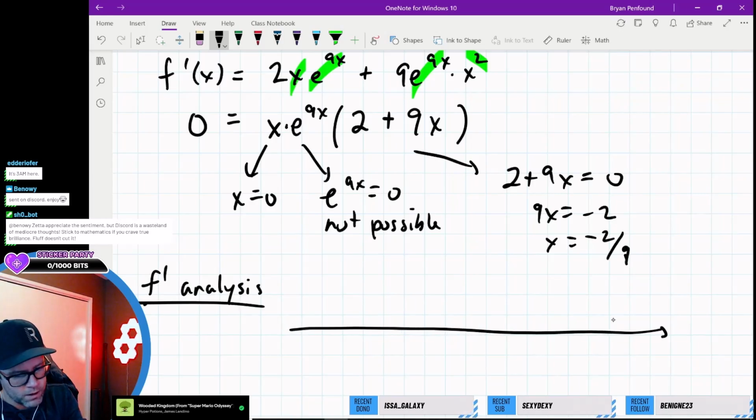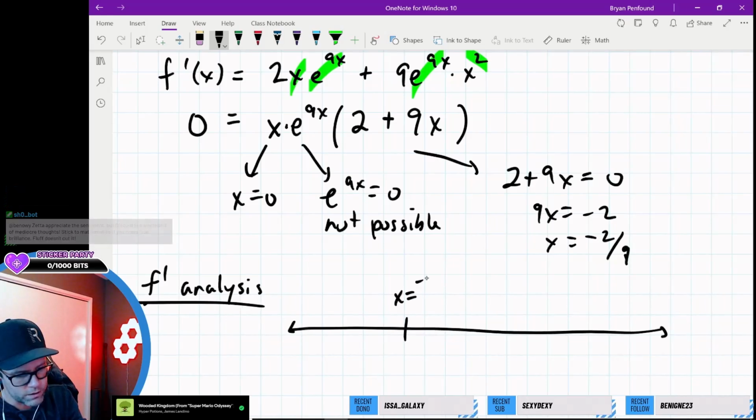So let's grab our number line. Let's go ahead and toss our two x values into here. So negative 2/9 and x is equal to 0.